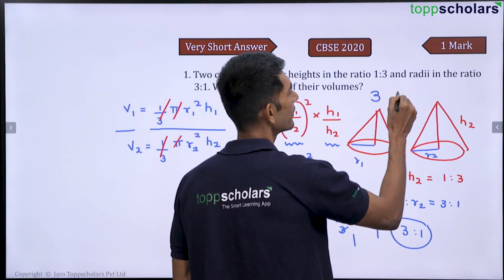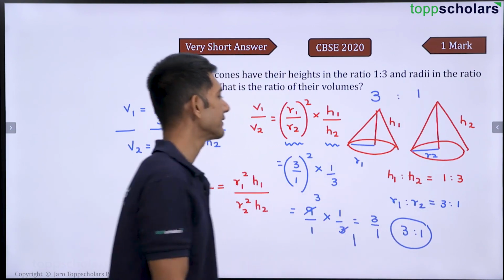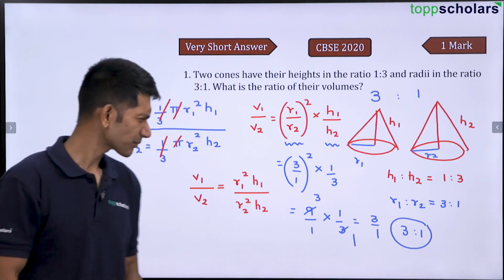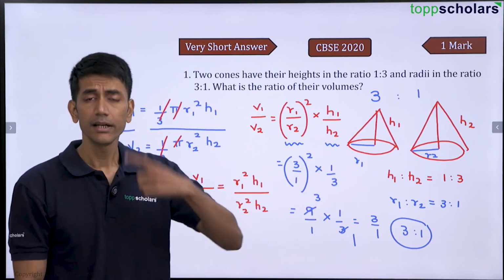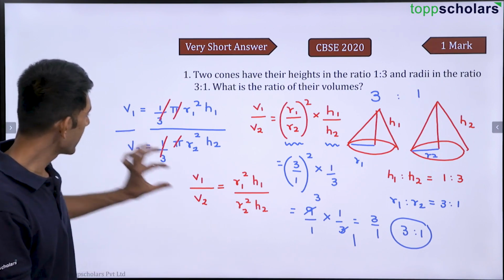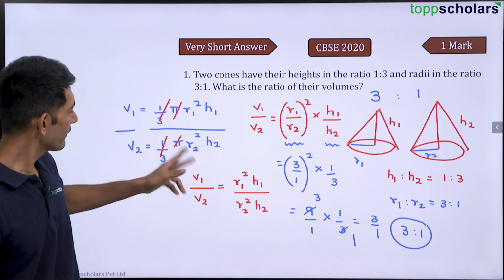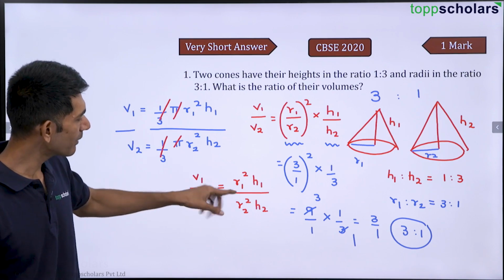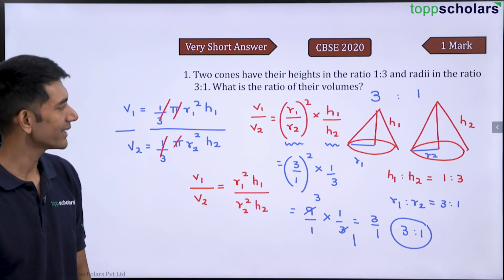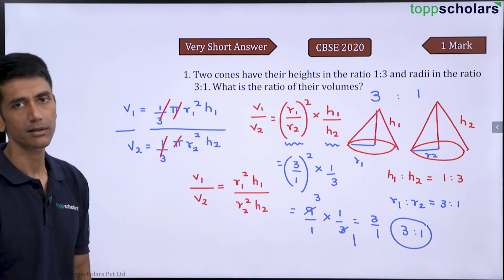So 3:1 is the final answer. I hope this is clear. I've solved it in detail. If you're able to do it directly, come to this step. V1 by V2, 1 by 3 pi gets cancelled, R1 by R2 the whole square, H1 by H2, put the values, get the answer immediately because it's a 1 marker, right?